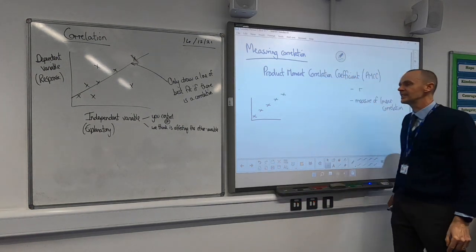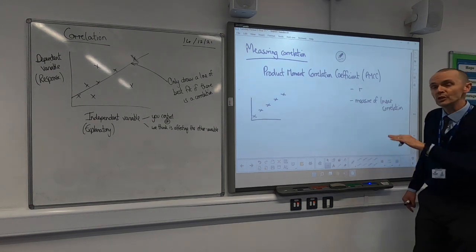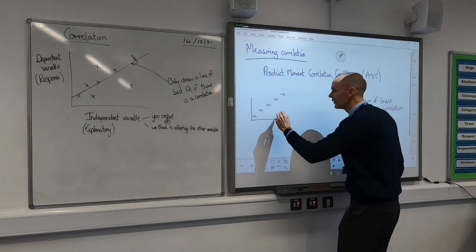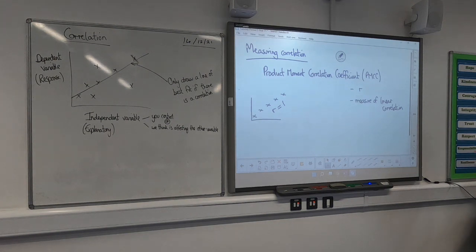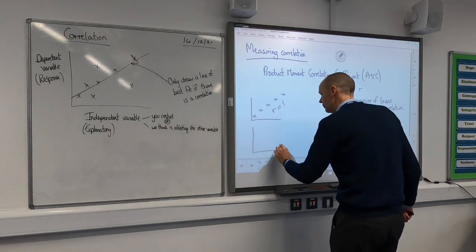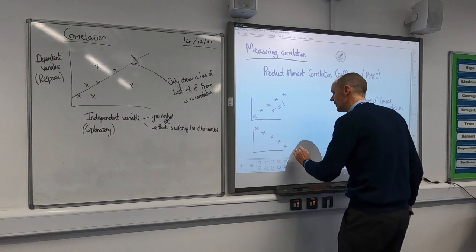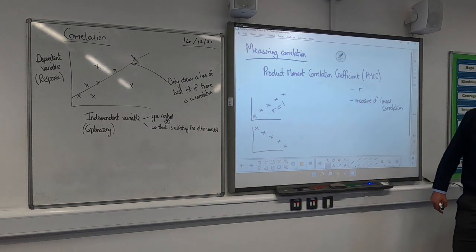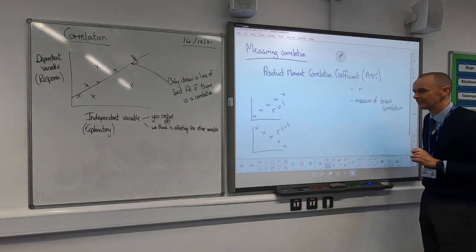So if you plot a scatter diagram and the points line up perfectly in an uphill direction, when you calculate PMCC, you will find you get a value of 1. 1 indicates perfect linear correlation. If you plot a scatter diagram and the points line up perfectly coming downhill, and you calculate R, you will get a value of -1.